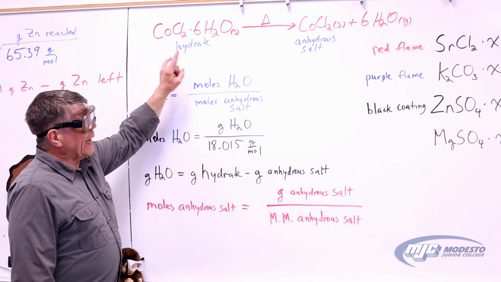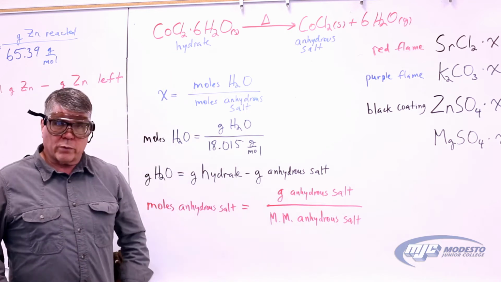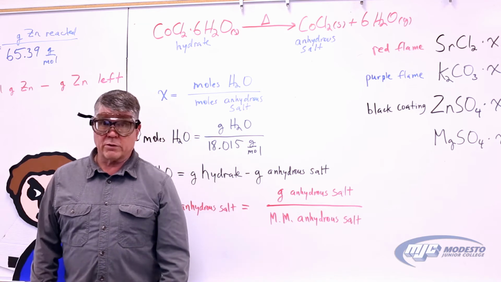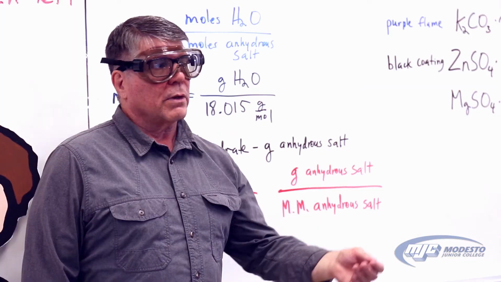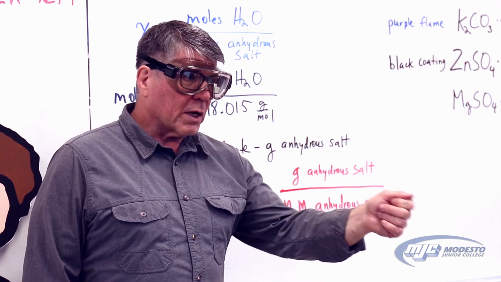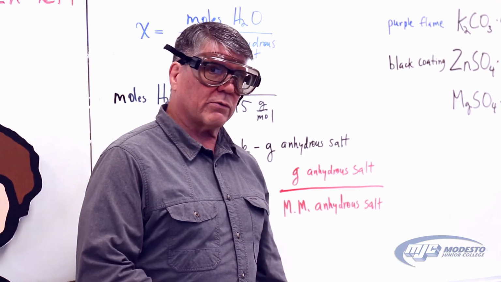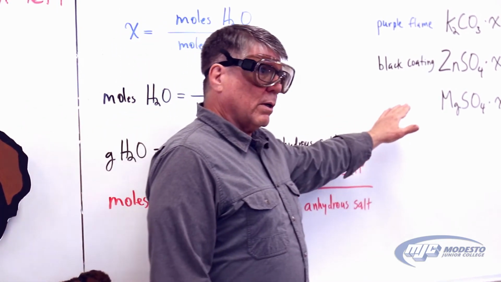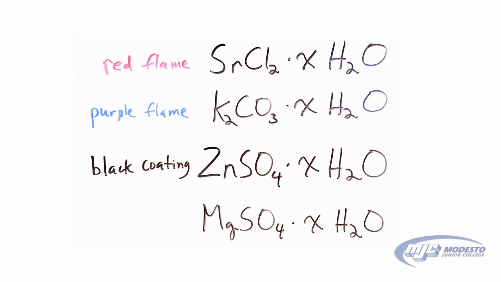So to determine what the anhydrous salt is, we're going to start with what's called a flame test, and it's just like it sounds. You're going to take some of your unknown hydrate, stick it in a flame, and look at the color of that flame. Another thing that's going to help you is that it's limited to four possibilities as to what your hydrate can be: strontium chloride hydrate, potassium carbonate hydrate, zinc sulfate, or magnesium sulfate.